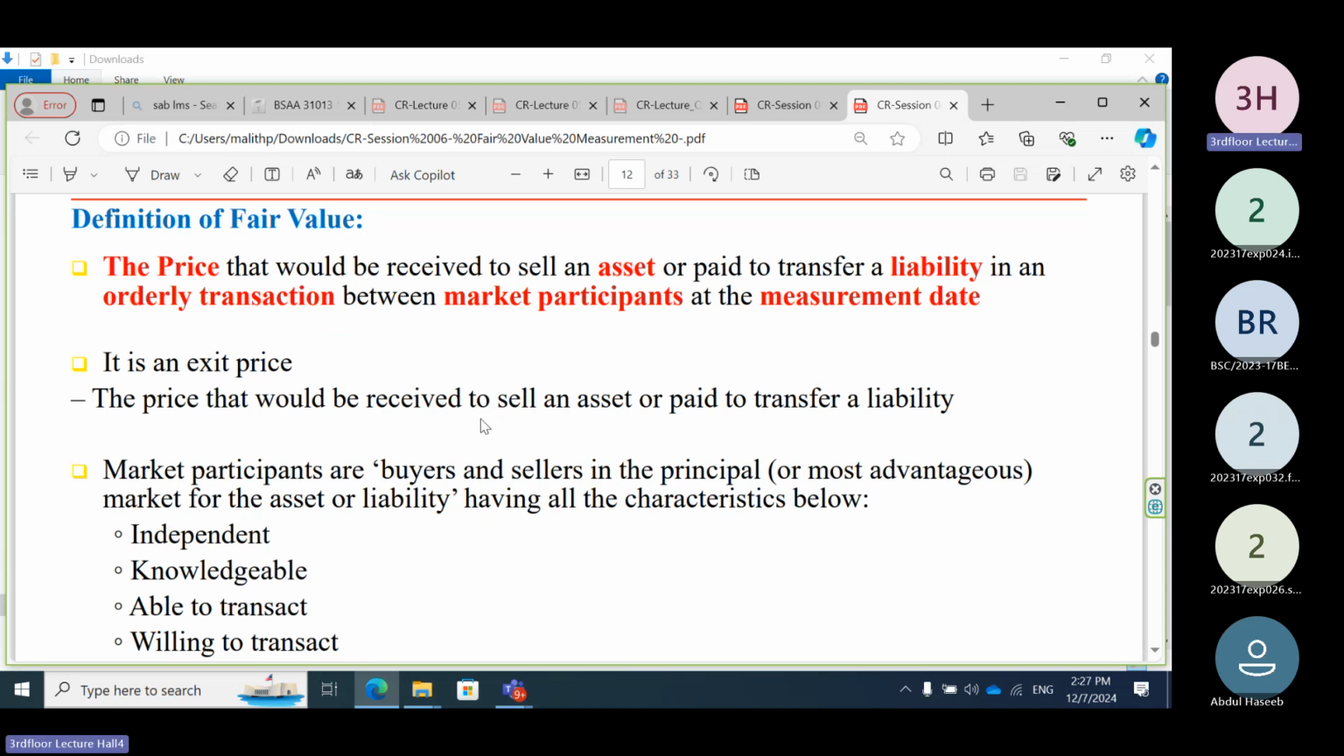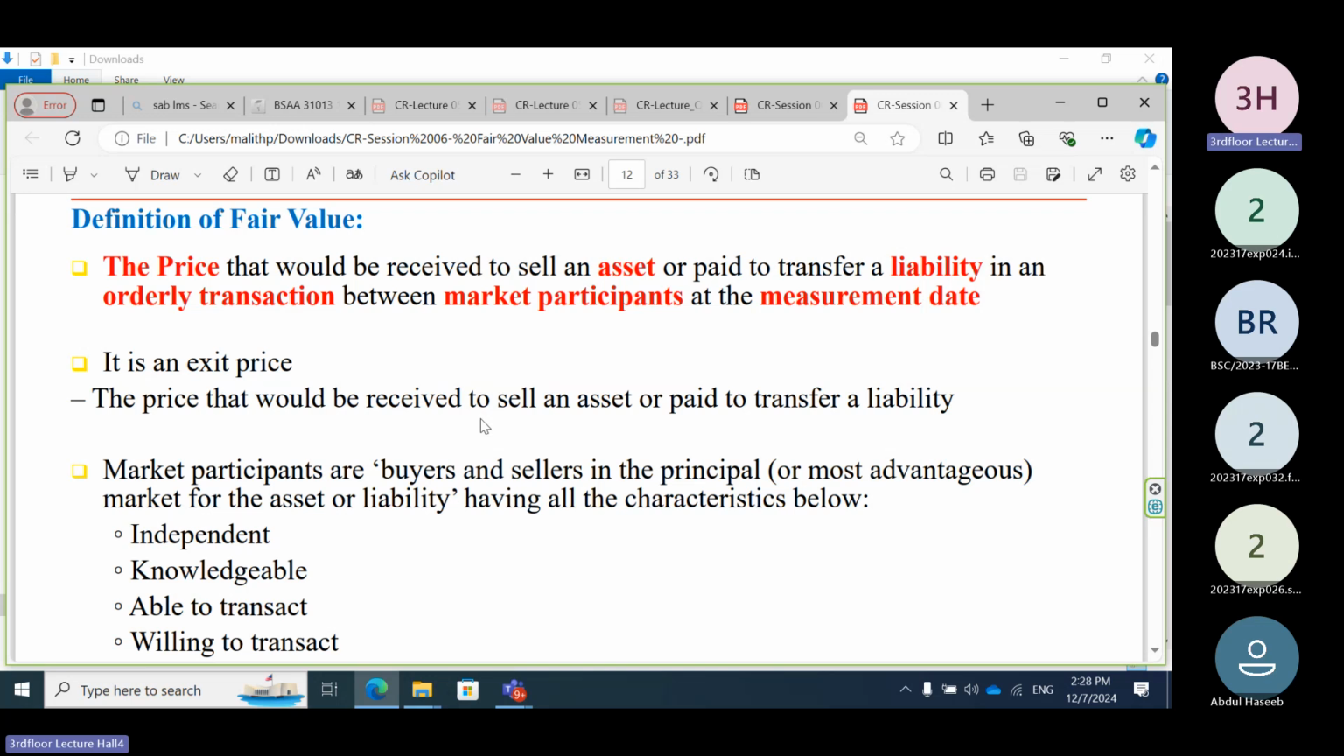What do you mean by that? As a market participant, a market transaction is done for that. All this is available in the plan. It needs to be independent from the parties. An independent actor. You are doing your transaction with whom? You are selling a building or land to your brother or sister, right? Then that value is not a fair value. Why? You are not independent.